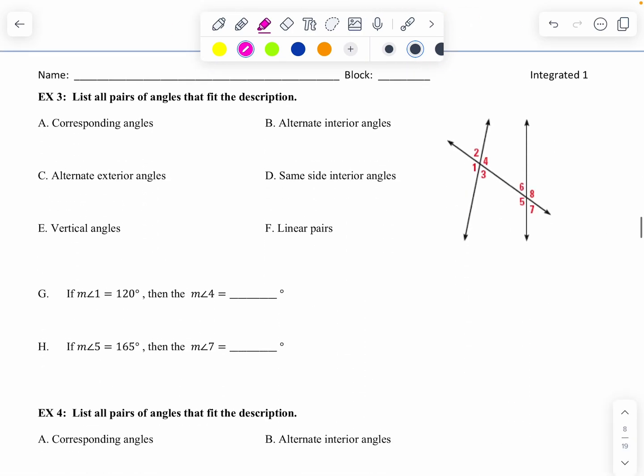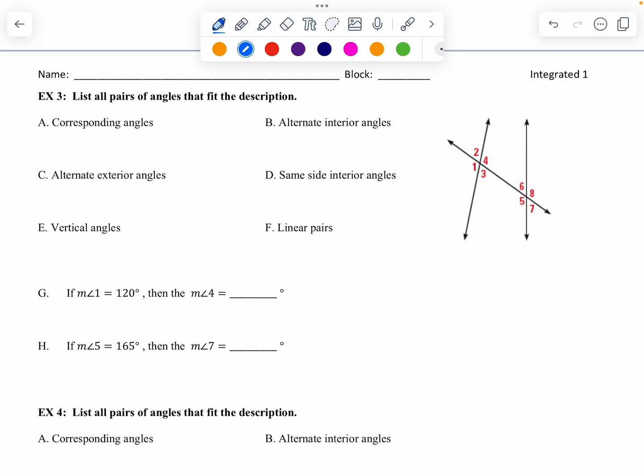So let's try that out. On the next page, we're going to try identifying these angles. The first one says corresponding angles. Corresponding were the ones that are in the same position. I'm going to draw my boxes so that I can see it a little better. In the upper left-hand corner, I've got angle 2. And in the other box, the upper left-hand corner is angle 6. So angle 2 and angle 6 are corresponding.